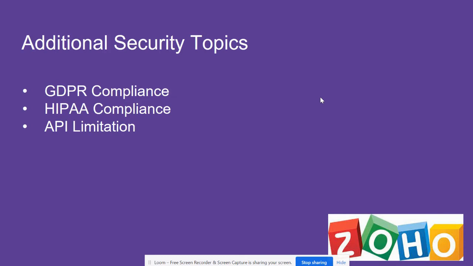Shortly, we will go into the system and I will show you how to access those compliance and how to activate them. And then we have API limitations. When you define a profile, you have the access to allow someone to access the APIs.